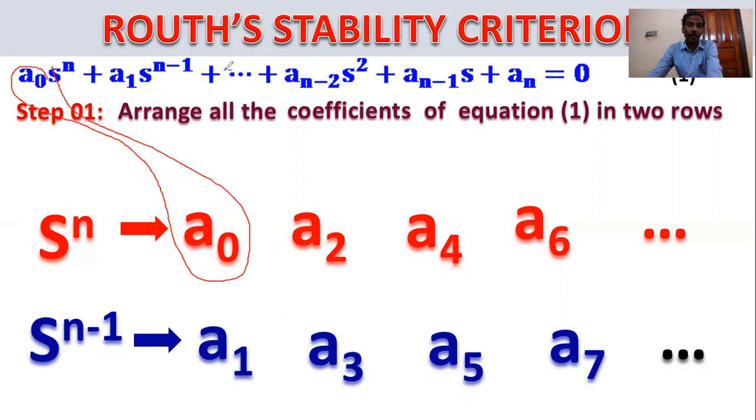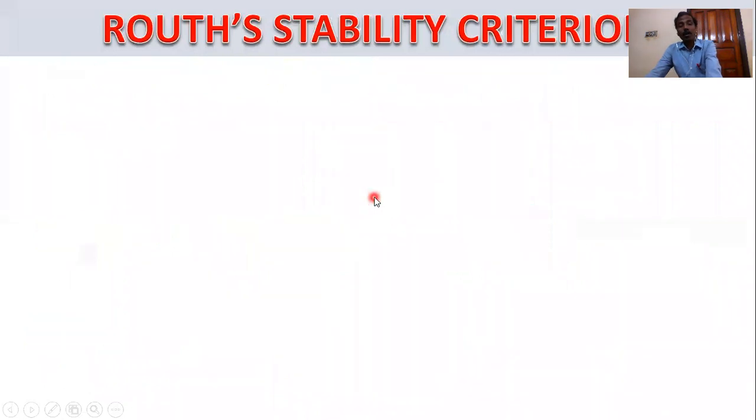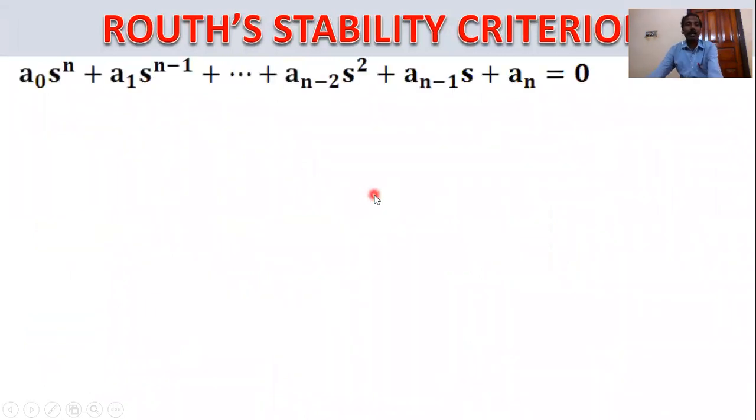And in this position, A2 into S to the power N minus 2. So this is the second coefficient. Similarly, S to the N minus 4 coefficient, S to the N minus 6 coefficients. And this is S to the N minus 1, S to the N minus 3, S to the N minus 5, S to the N minus 7 coefficients. Then determine the Routh table or fulfill the sufficient condition.